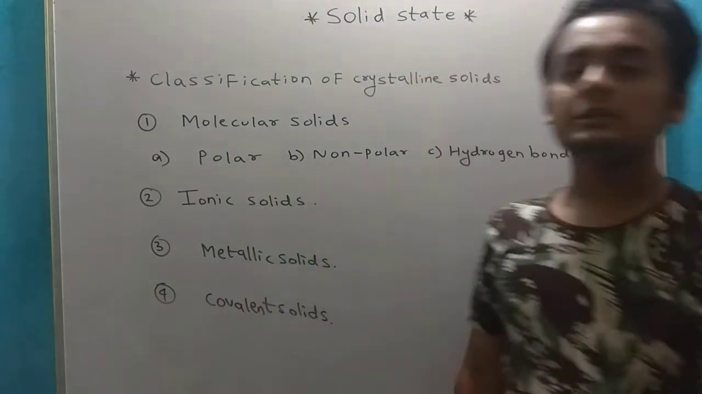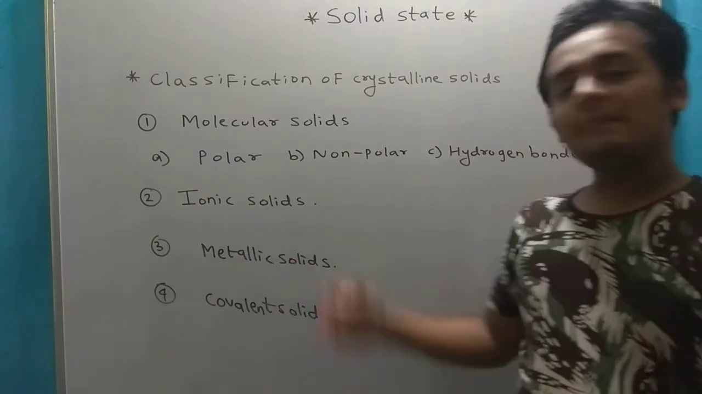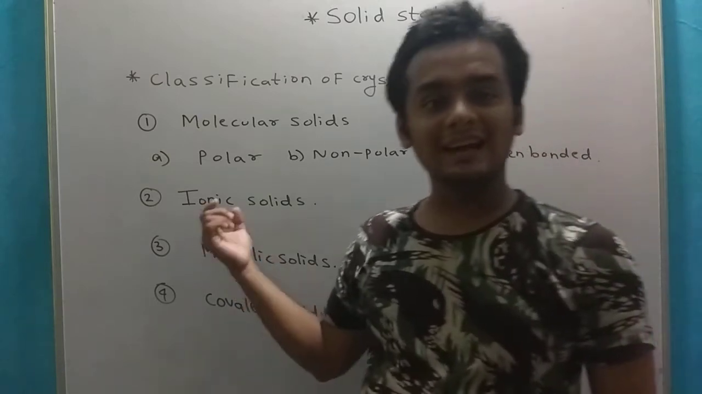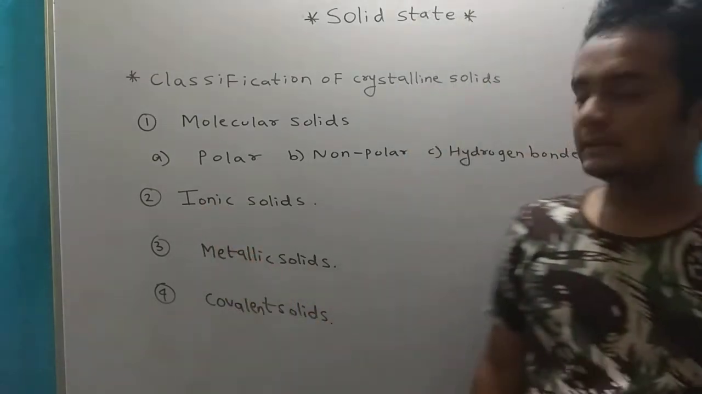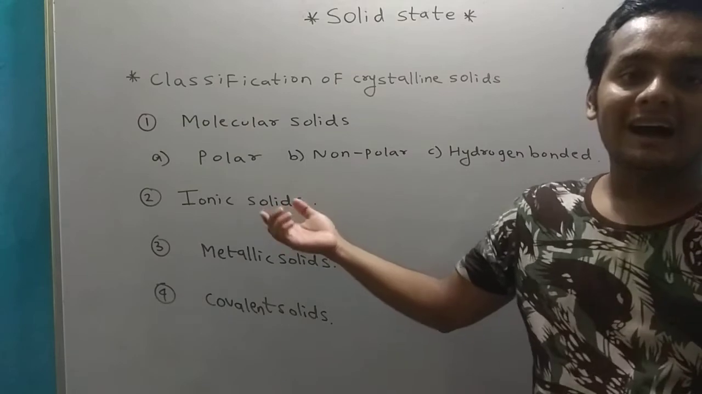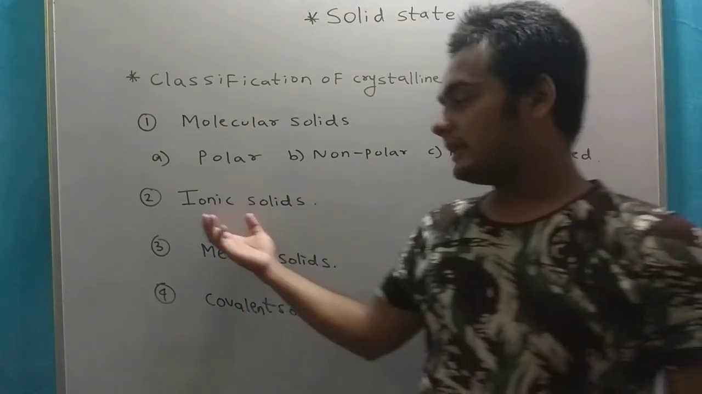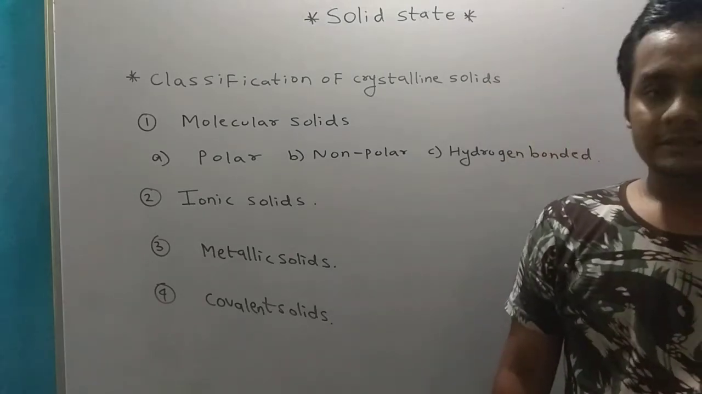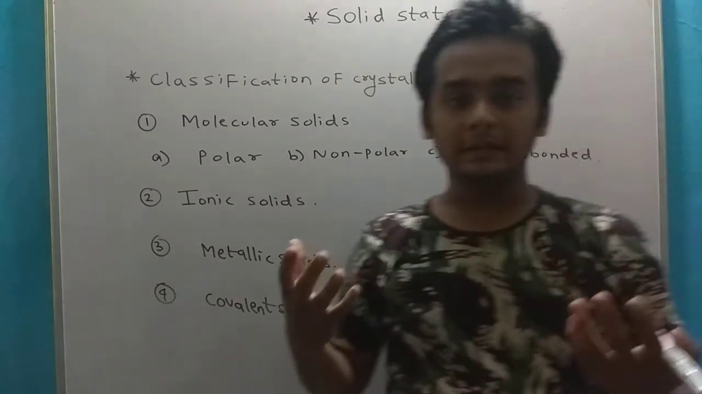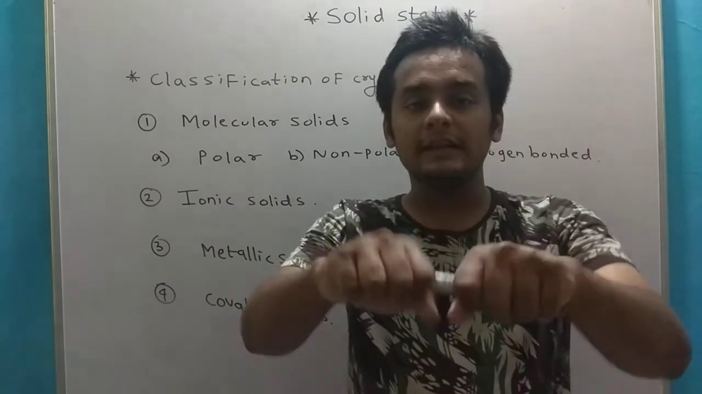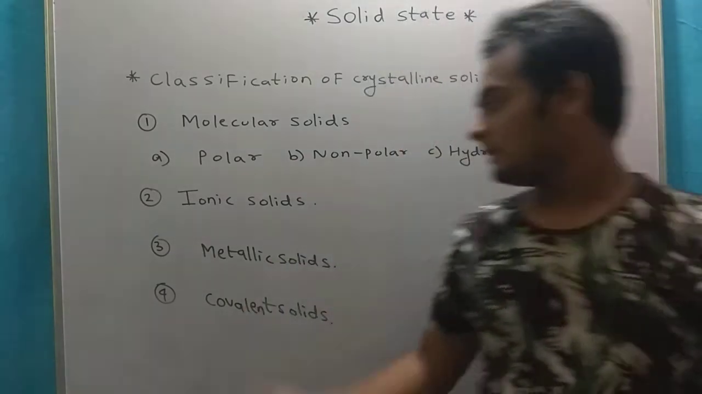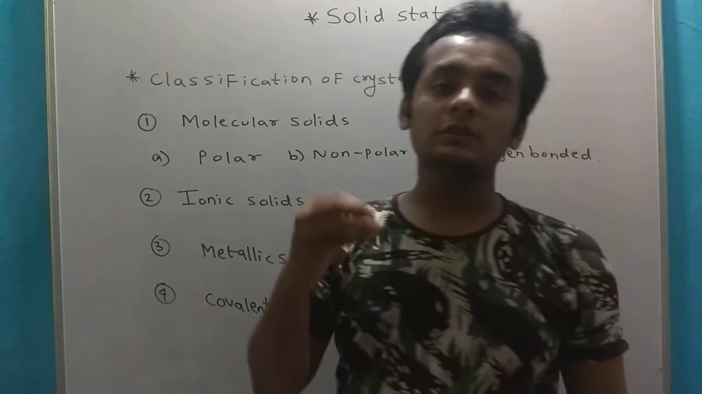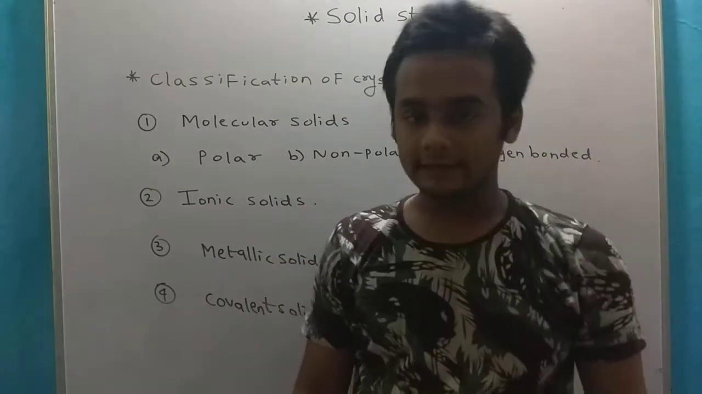Next, ionic solids. What do you mean by ionic solids? Ionic solids are formed by cations and anions. Ionic solids are hard and brittle. They can conduct electricity in the molten state or in the aqueous state. You might be aware of brittle. What is the meaning of brittle? Brittleness means which can be broken very easily. And ionic solids are bad conductors of heat and electricity in the solid state.